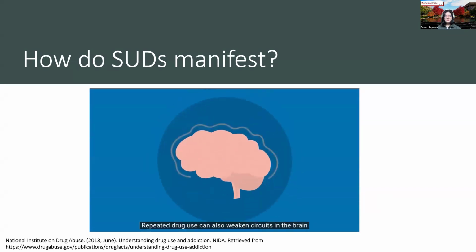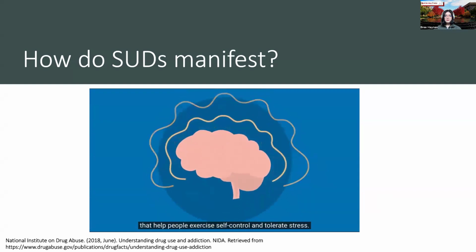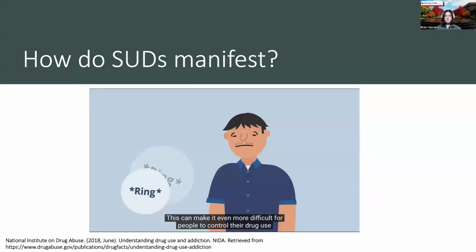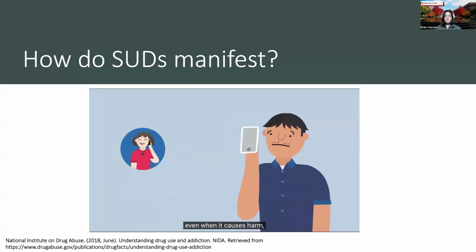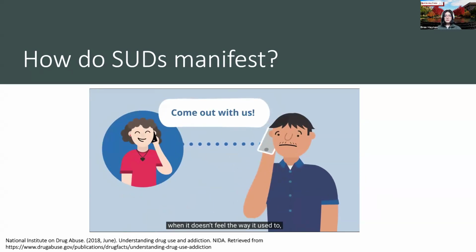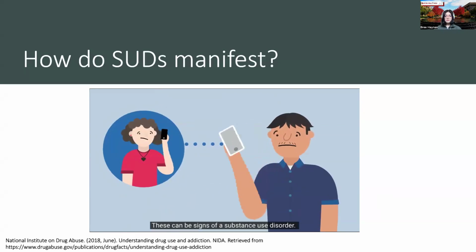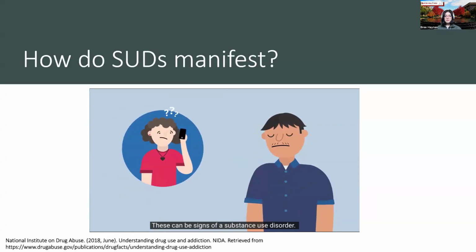Repeated drug use can also weaken circuits in the brain that help people exercise self-control and tolerate stress. This can make it even more difficult for people to control drug use, even when it causes harm, when it doesn't feel the way it used to, or when it gets in the way of other parts of someone's life. These can be signs of a substance use disorder.